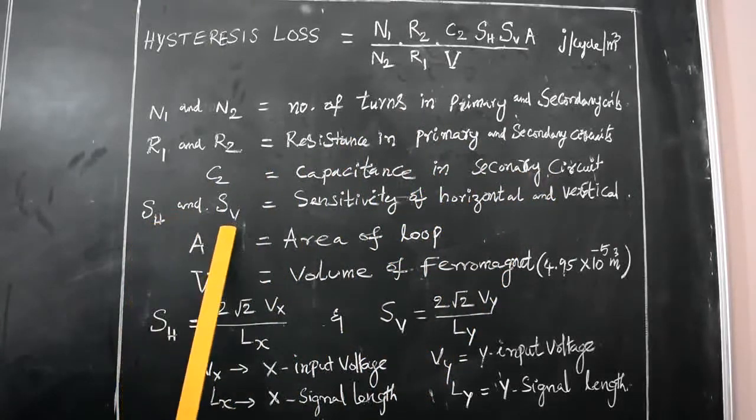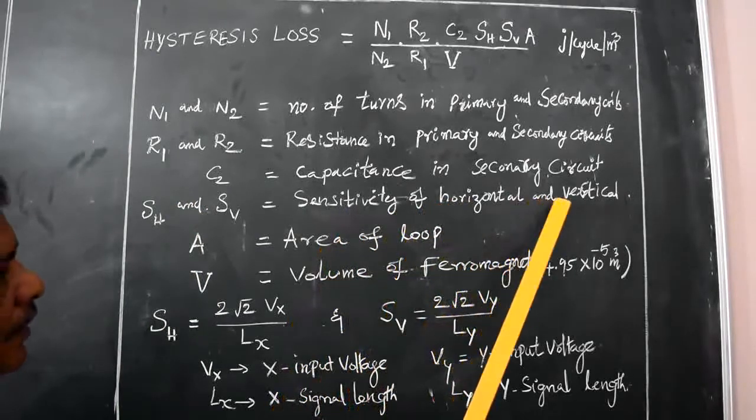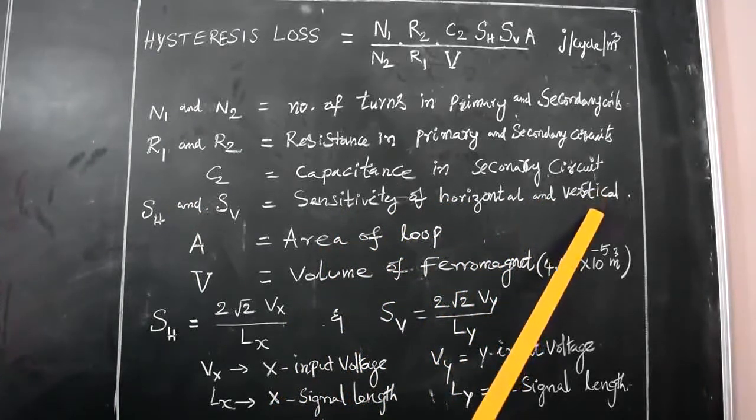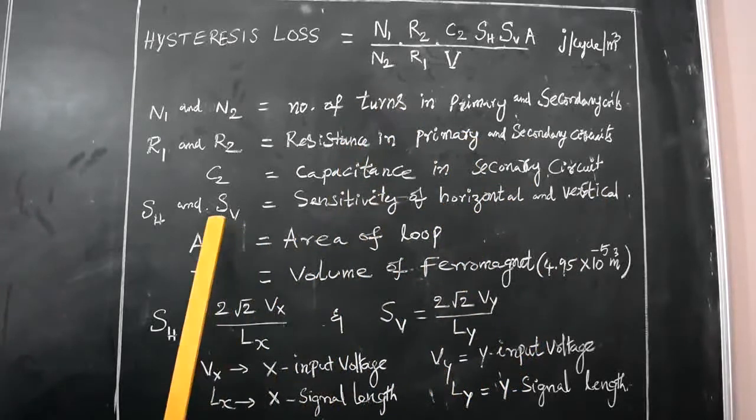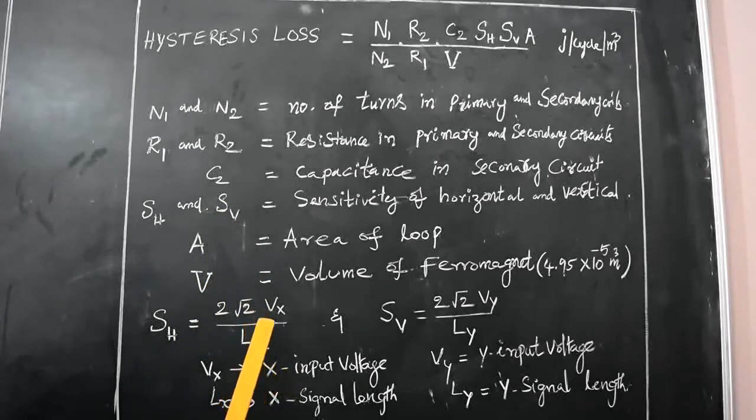Now SH and SV are related to the sensitivity of the horizontal and vertical of the CRO. This sensitivity, horizontal and vertical, is calculated by the formula where we take SH equal to 2 root 2 Vx by Lx.